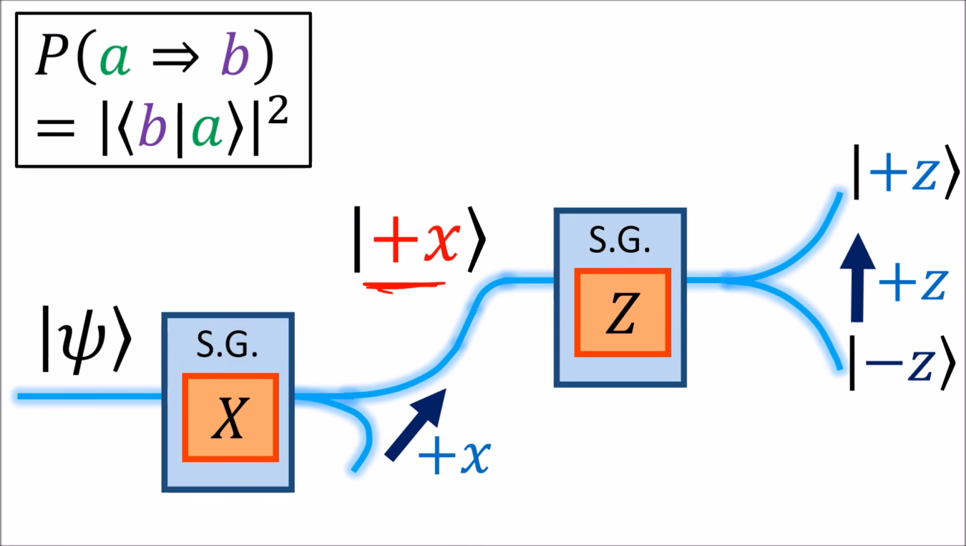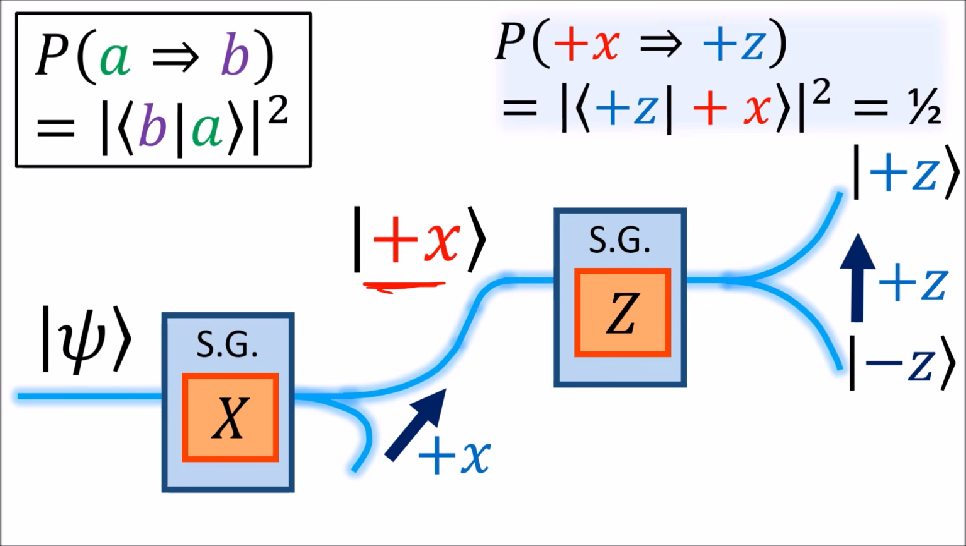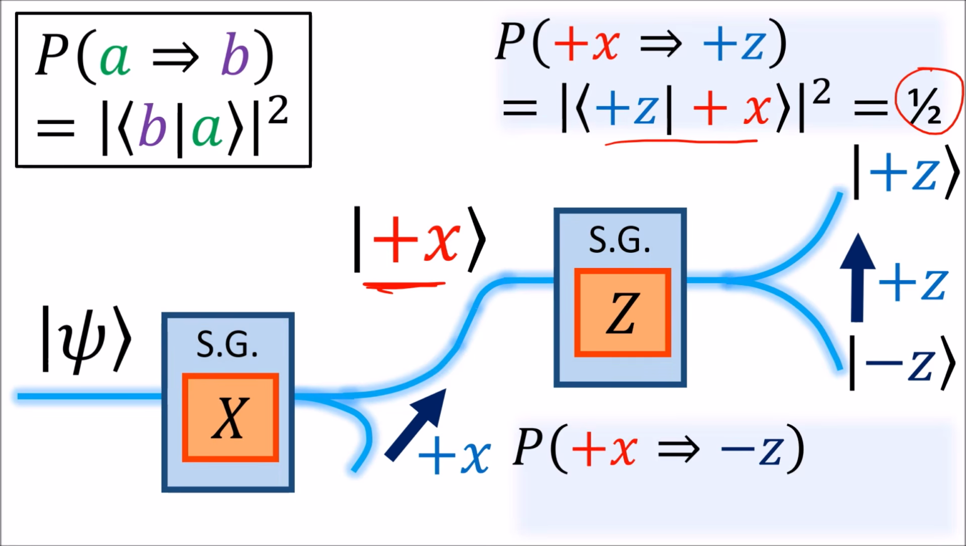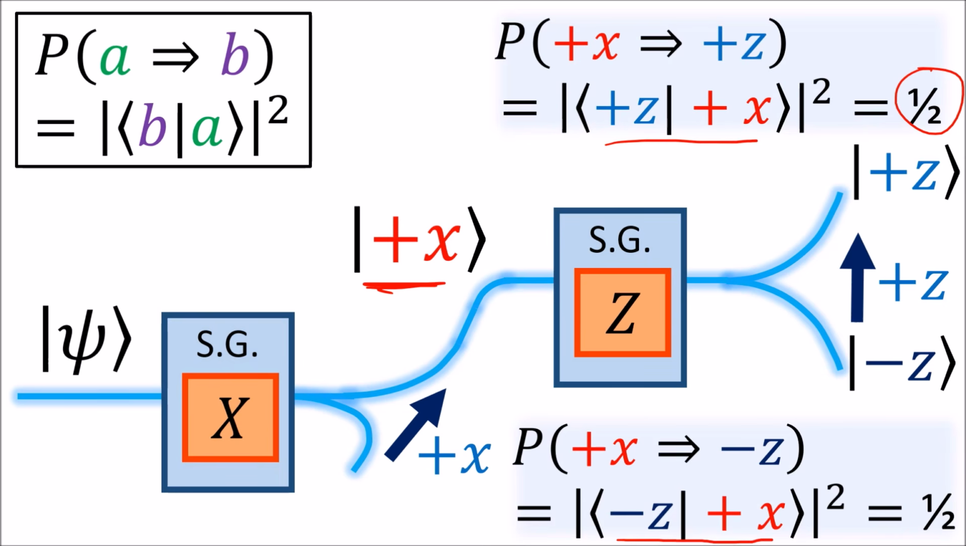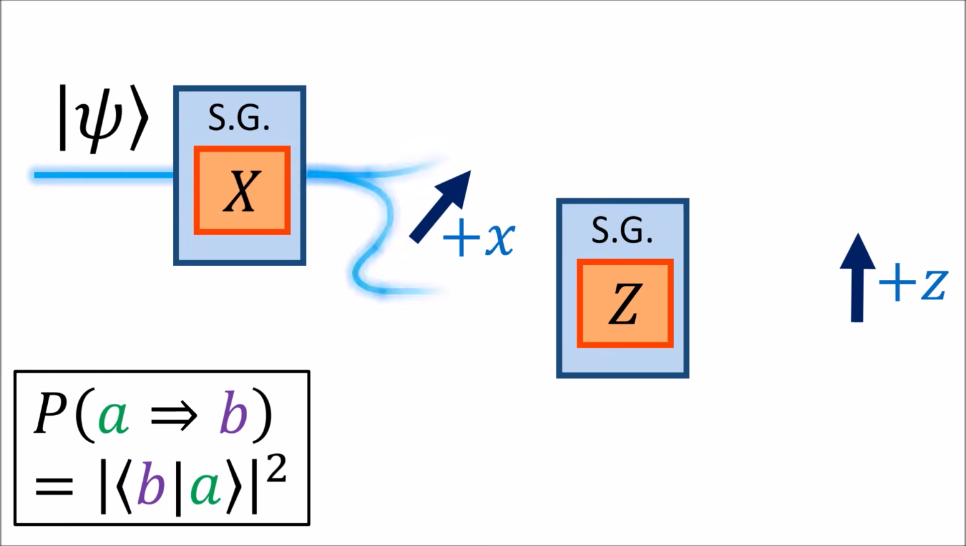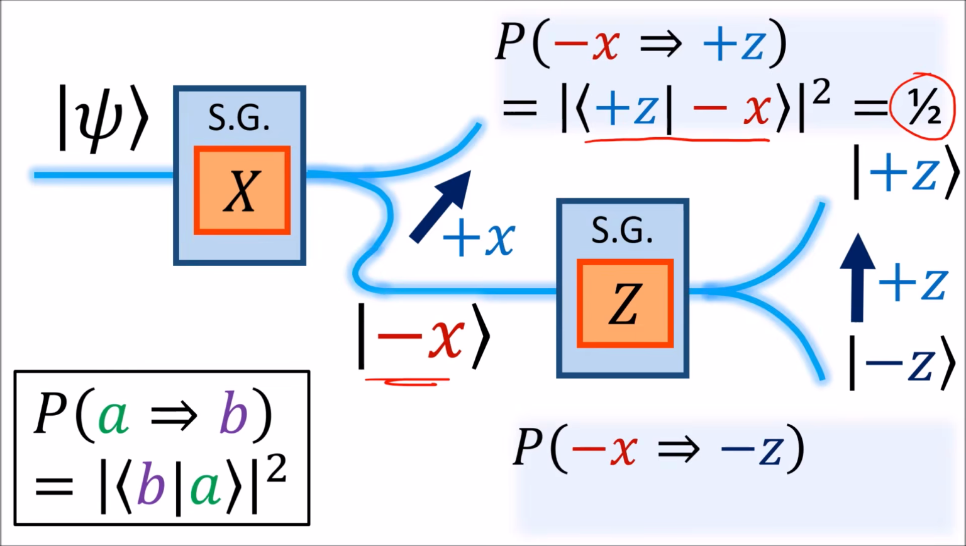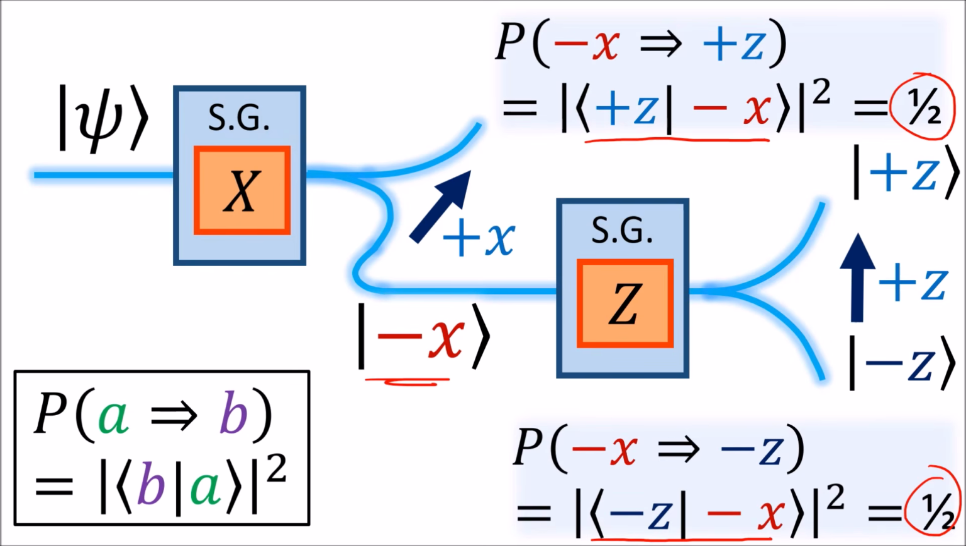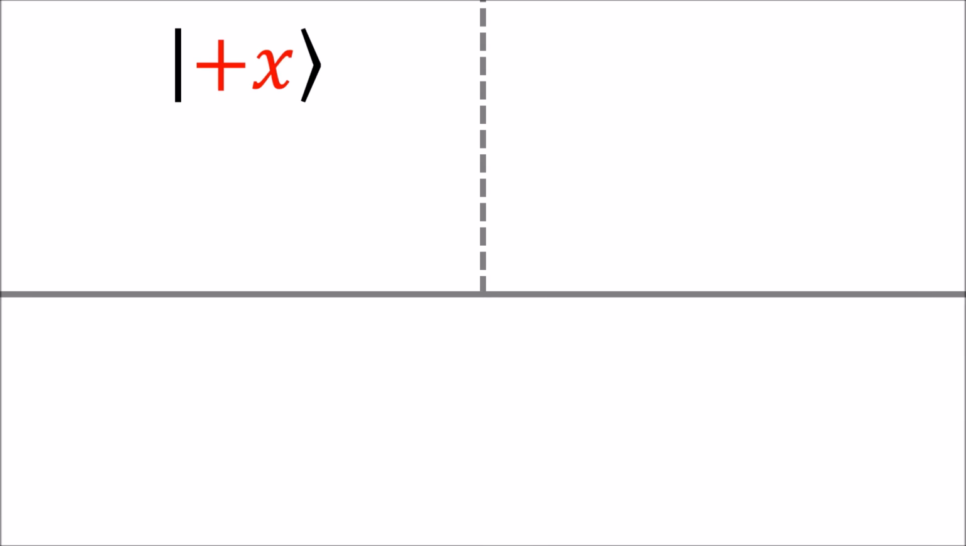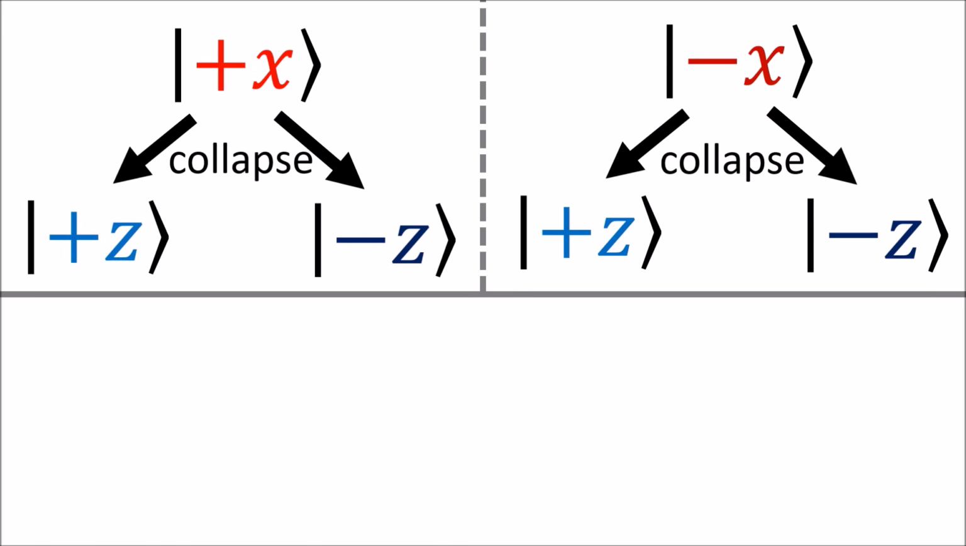Taking Born's rule again, the probability of measuring plus z from plus x is 1/2, and the probability of measuring minus z from plus x is also 1/2. If we repeat the experiment, but starting with the minus x beam instead, we also find a 50-50 split between the plus z and minus z states. So the plus x and minus x states can each collapse into the plus z or minus z states when a magnetic field in the z direction is applied.